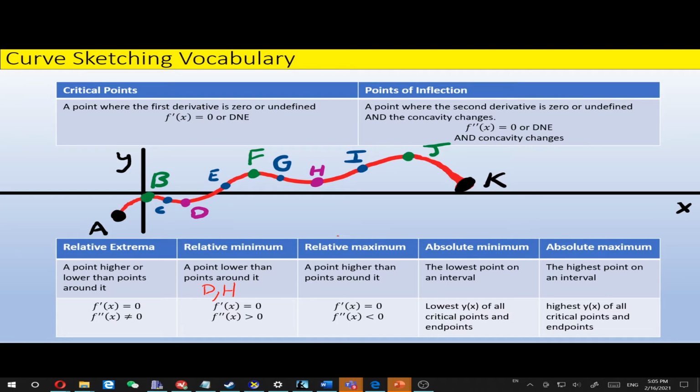What about relative maximums? B, F, and J. Okay. What are C, E, G, I? Each a point of inflection. Points of inflection at C, E, G, and I. What is the absolute minimum? A, since that's the lowest point possible on the interval. And what's the absolute maximum? J, because that's the highest point that's showing. Our relative extrema would be all of your relative minimums and maximums, or B, D, F, H, J.